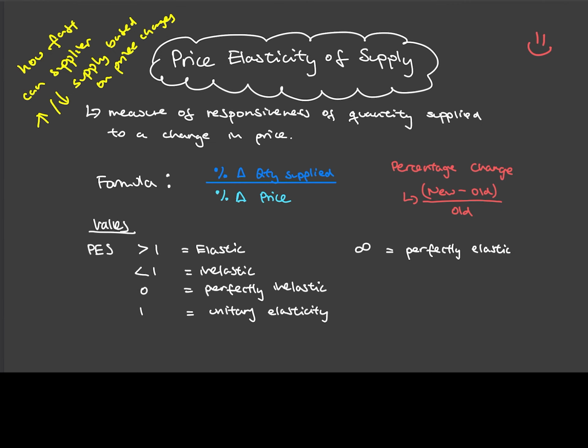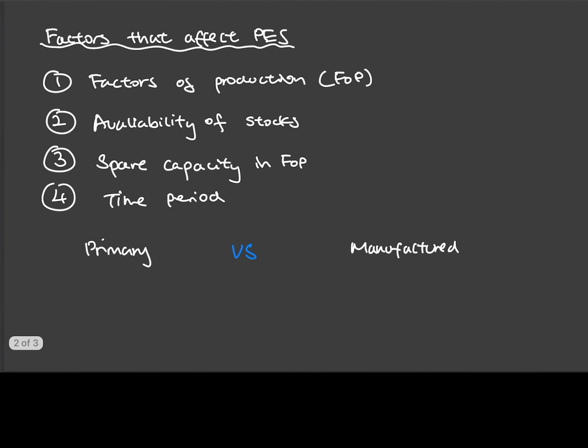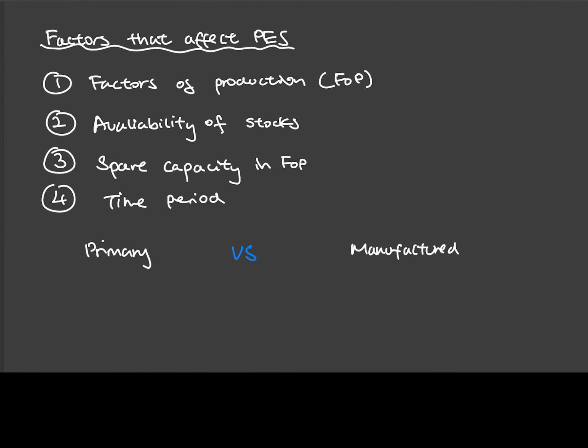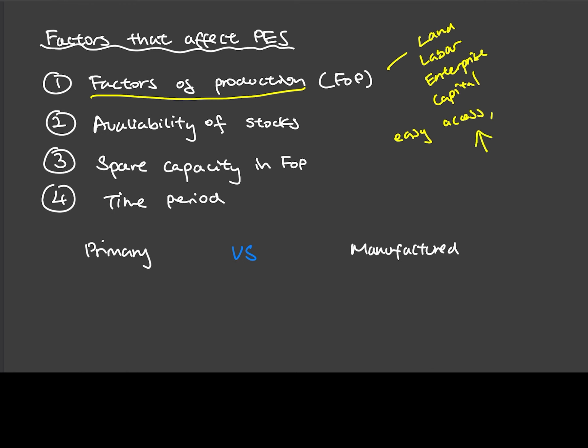So now let's go into some factors that can affect PES. Firstly, you have factors of production. If you don't remember, this is land, labor, enterprise, and capital. If you have easy access to these factors of production, that means you're more elastic when you produce things, which makes you faster and more responsive to changes in price.